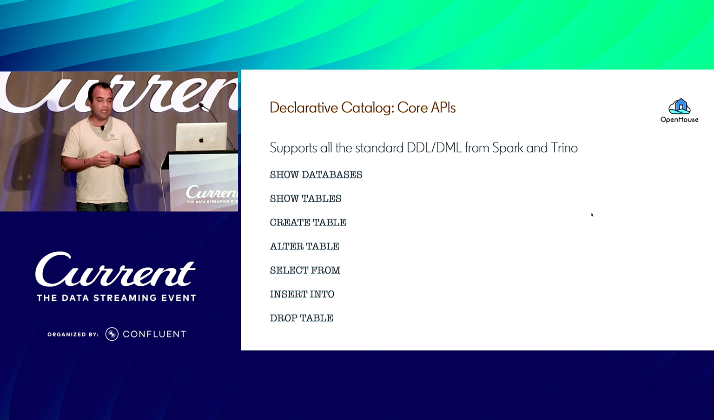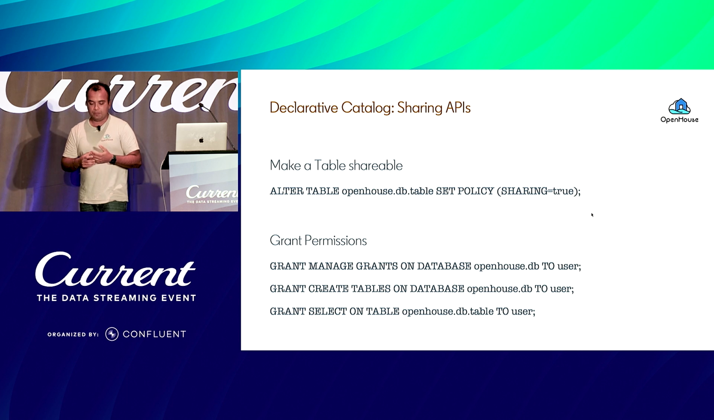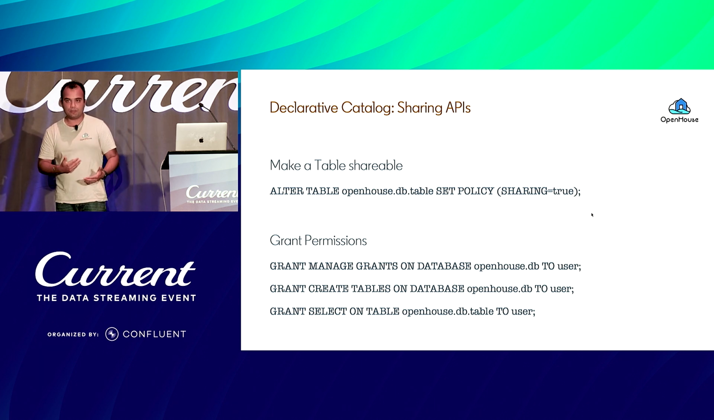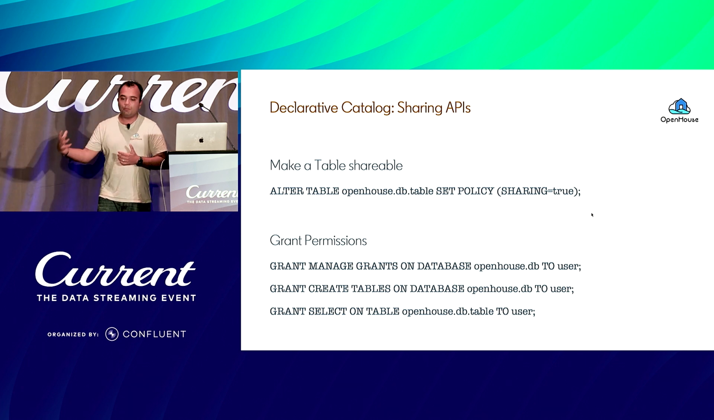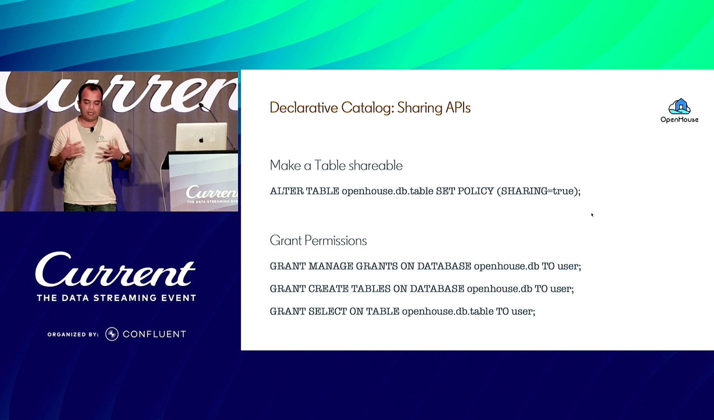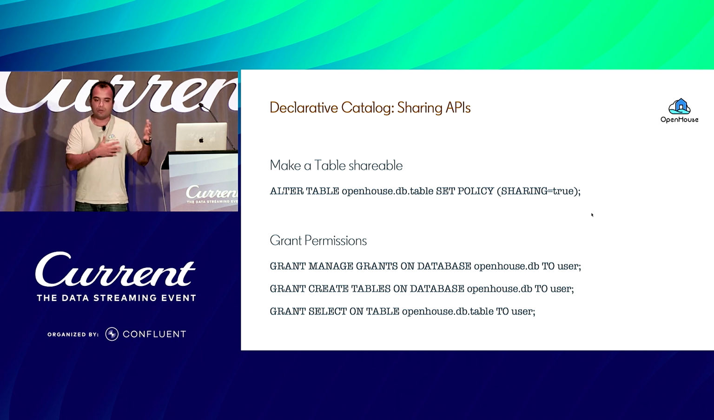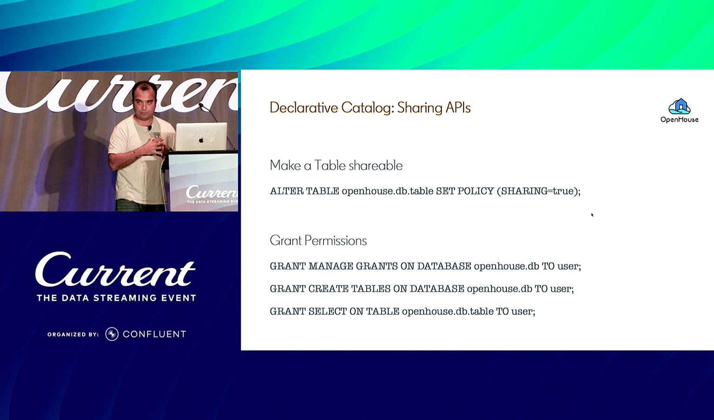So essentially, these core APIs allow you to perform the standard DDL and DML statements from Spark and Trino, as shown here. In addition to the core APIs, OpenHouse also has sharing APIs. Now, many of you might have used data warehouses, which allow you to execute grant and revoke SQL statements to share data, and then tables are instantly shared. We wanted to bring a similar kind of user experience to OpenHouse and allow democratized, instant sharing without any data copies. So we made SQL changes to Spark to allow these capabilities.